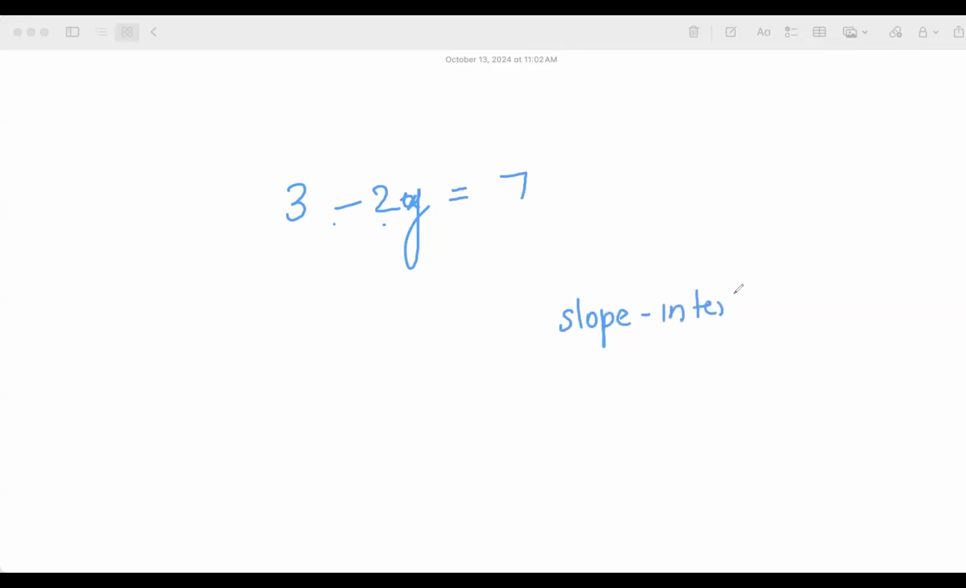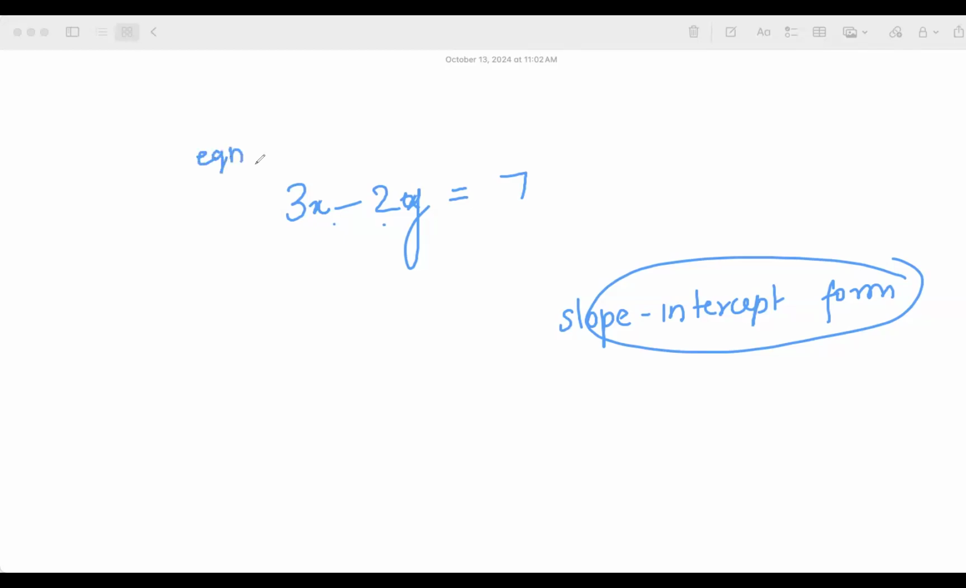This one I never dealt with. It's pretty easy. It's just solving for literals. This is the equation in standard form. Can you convert it to slope intercept form? It's just solving for literals.